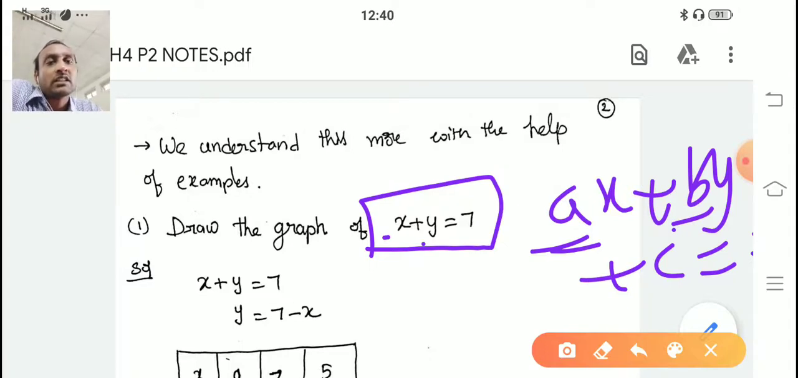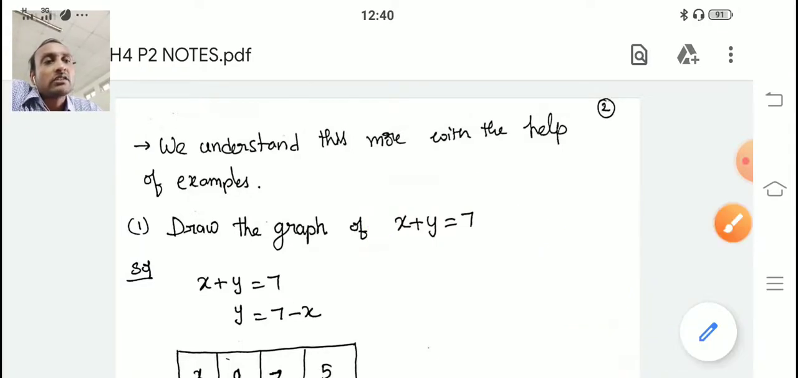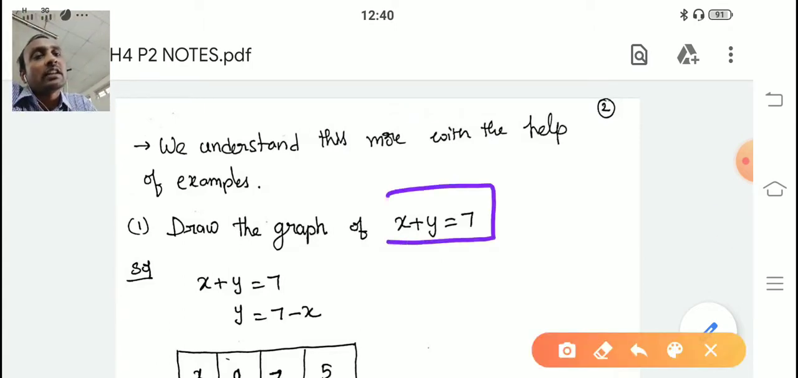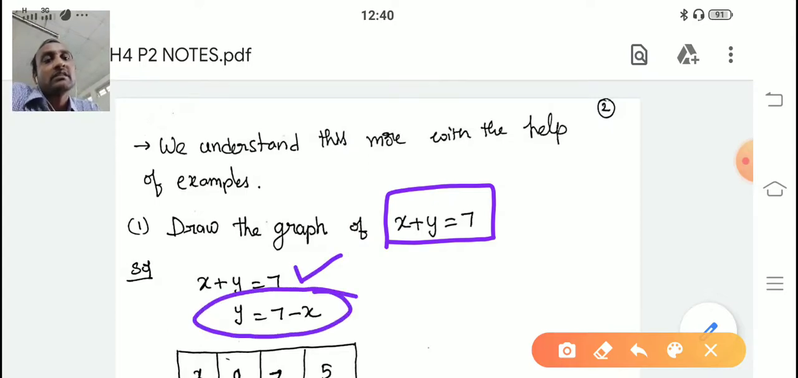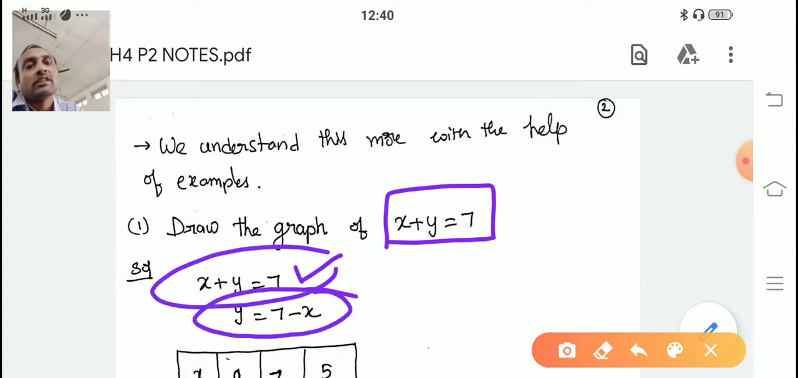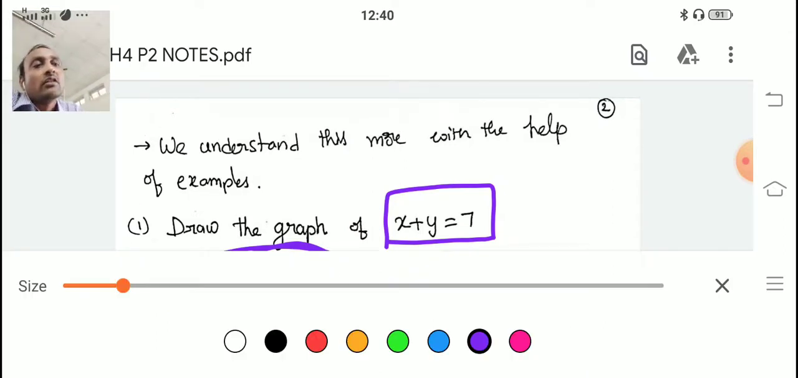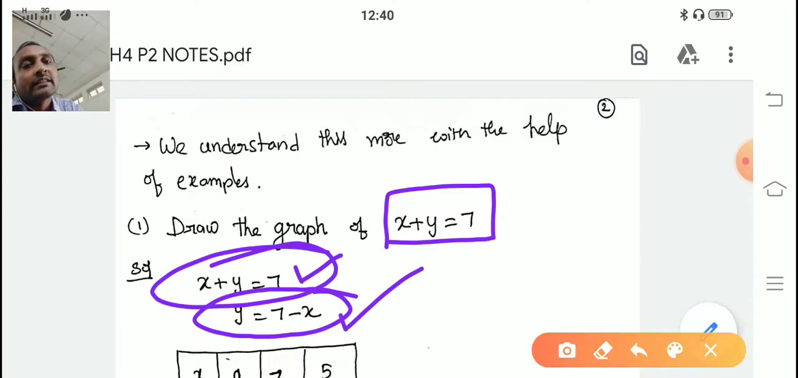So, both are not equal to 0. Now I will have to draw the graph, and I have to understand how to draw the graph, that is the important thing here. Whenever you draw the graph of any straight line, first write the given equation as y is equal to something. As x plus y is equal to 7, what is y? 7 minus x, because we are sending x to the right side. Hope you understand it.